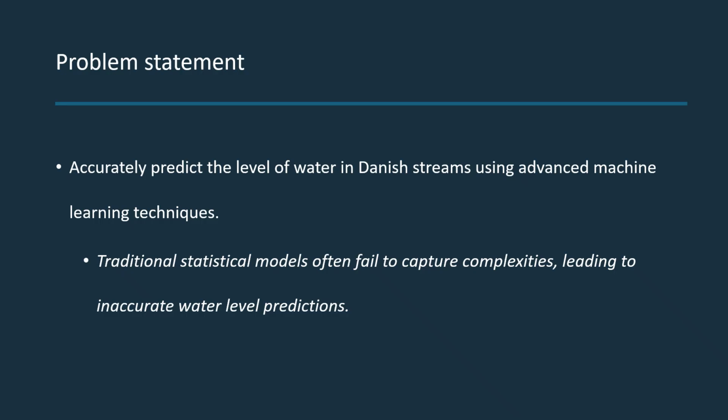The problem we are trying to solve is to accurately predict the level of water in streams in Denmark by using advanced machine learning models. Through a preliminary study, we have discovered that traditional statistical models are not powerful enough to capture the complexities present in water level and weather data to accurately forecast.